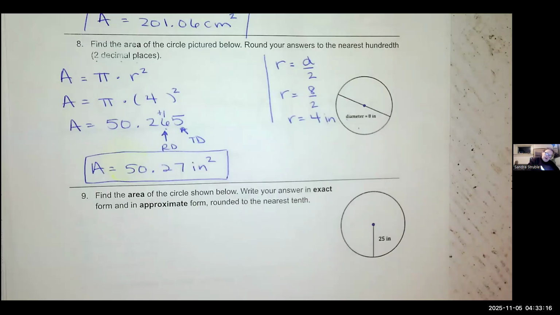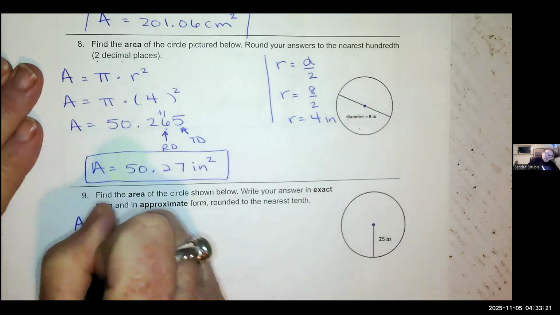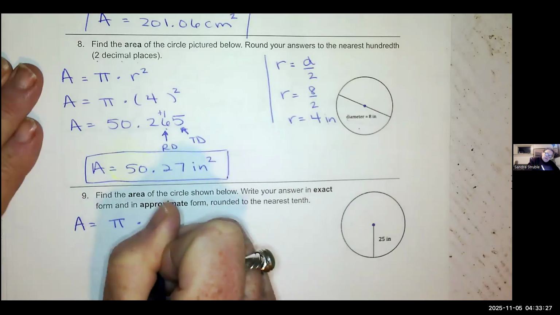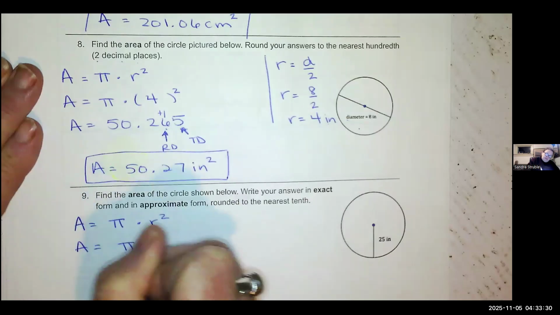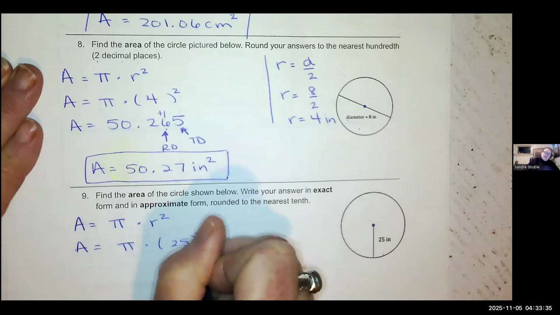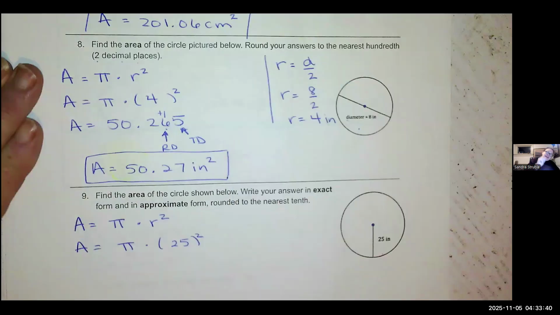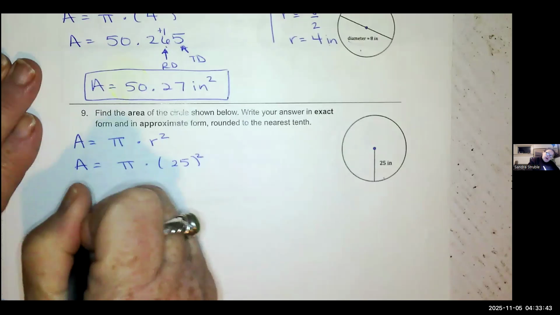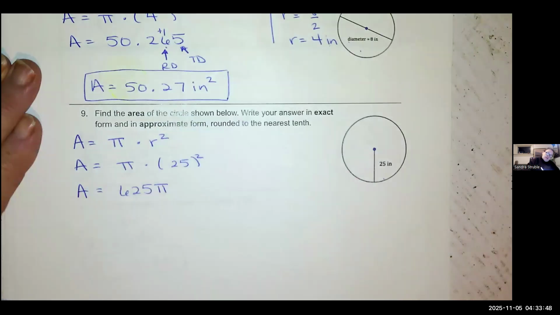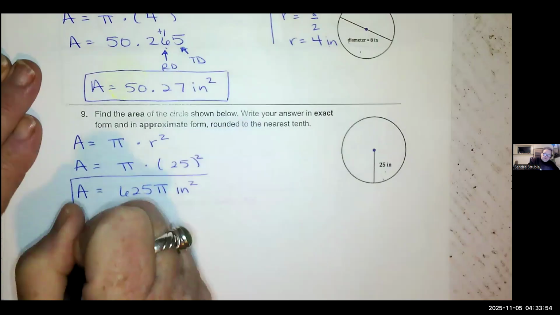All right, so let's find the area. We are given the radius, and it's pi times the radius squared. So pi times 25 squared. 25 squared is 625. So my area for my exact form is 625 pi. Don't forget your units, inches squared. This is the exact form.